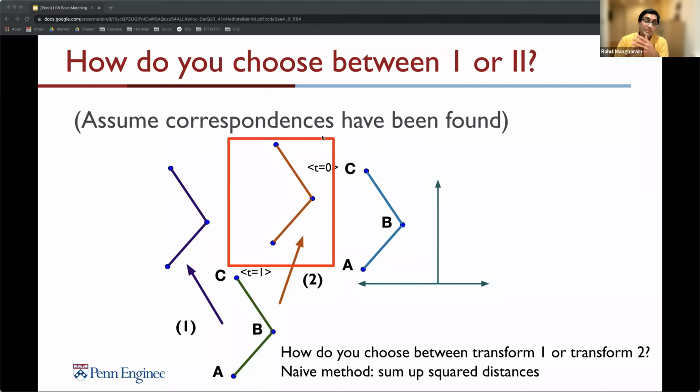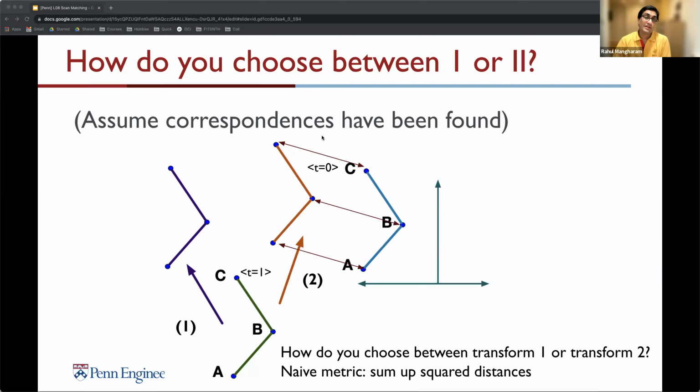Even so, we'd like to determine this objectively and use some metric to quantify the distances between these corresponding points. The naive metric would be to sum up the distances between the corresponding points. So we know the correspondence points, and if we sum the distances between them, it will allow us to determine that transform 2 results in a smaller value in terms of the metric.